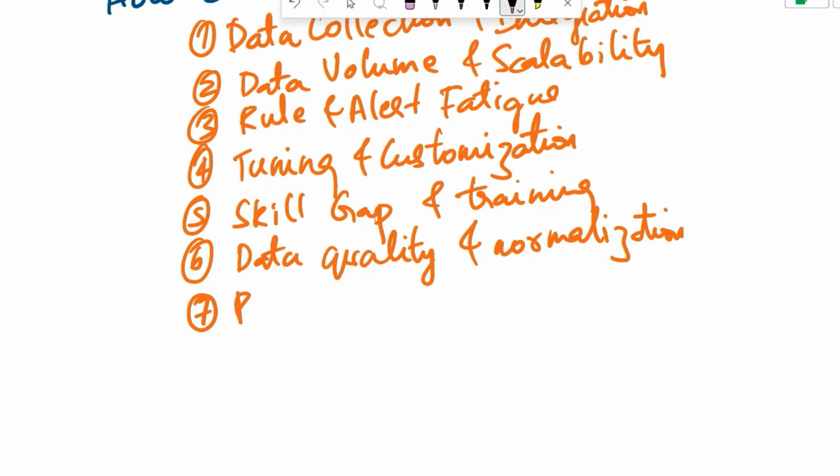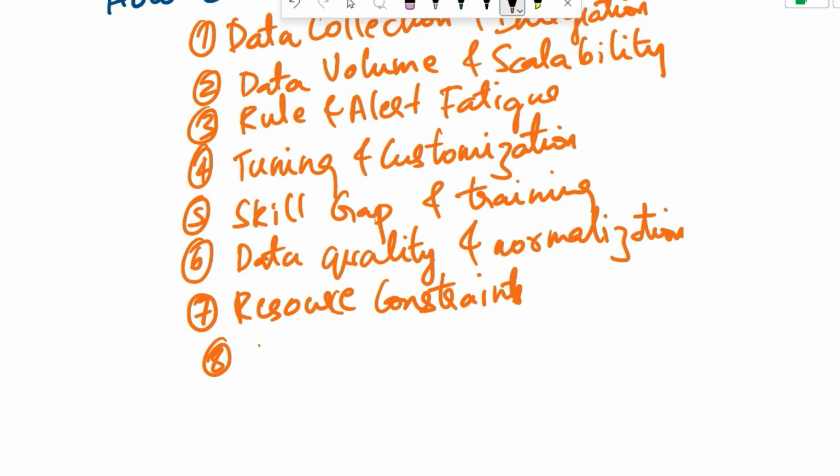Next one is resource constraints. SIM implementation requires hardware, software, and human resources, which can strain an organization's budget and staff. So the solution is to plan resource allocation and budgeting in advance. Consider cloud-based SIM solutions to reduce hardware and maintenance costs. Prioritize and allocate skilled personnel for managing these SIMs.